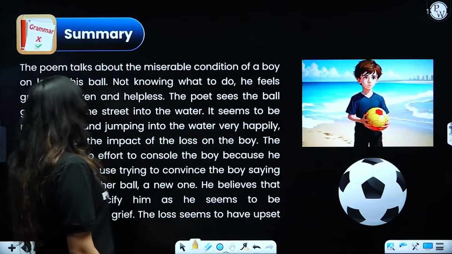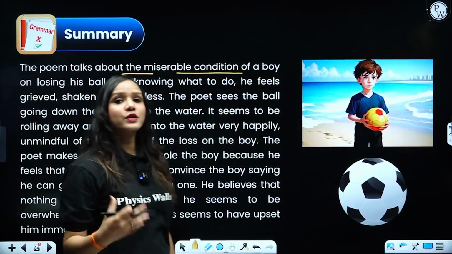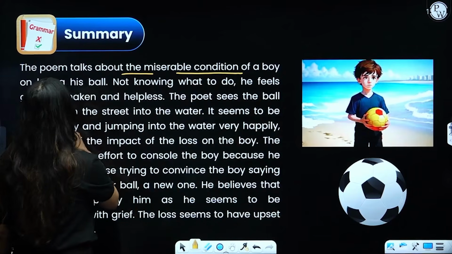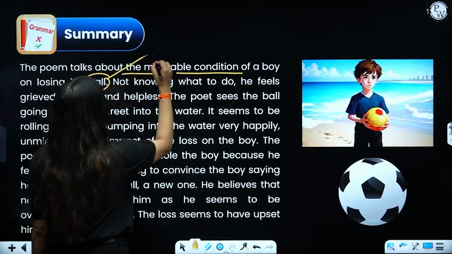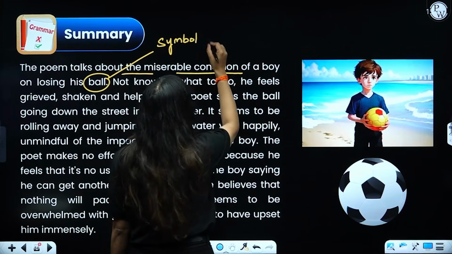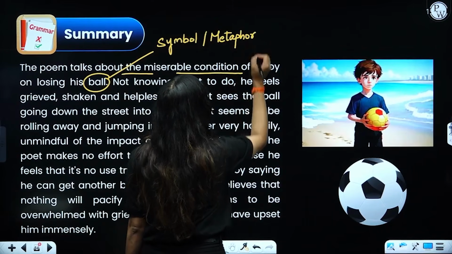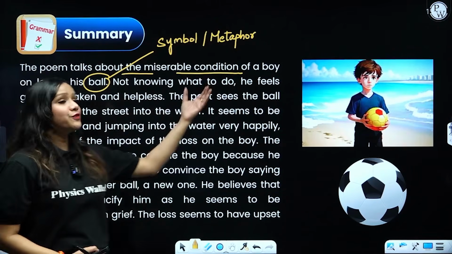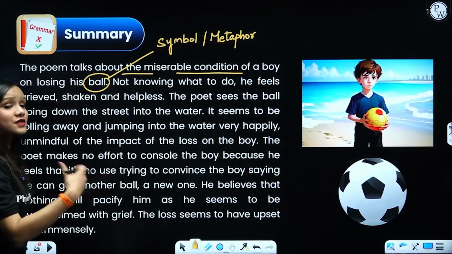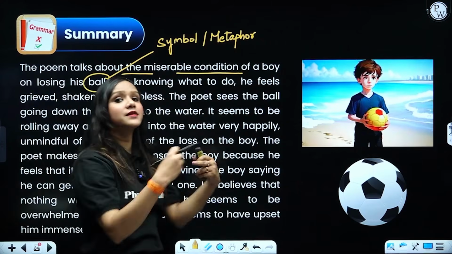So the poem is about the miserable condition of a boy who is mourning over the loss of his ball, right? So you see here, the ball is very important. It is used as a symbol, or you can say it is used as a metaphor as well. Got it? Not knowing what to do, he feels shattered, he feels confused at the same time. He is so overwhelmed at the loss of his ball, because his ball has a very wider connotation here.